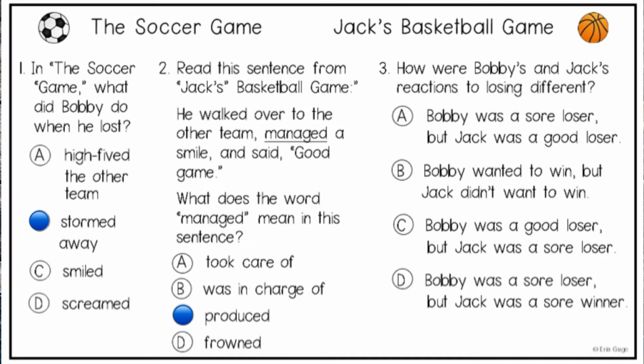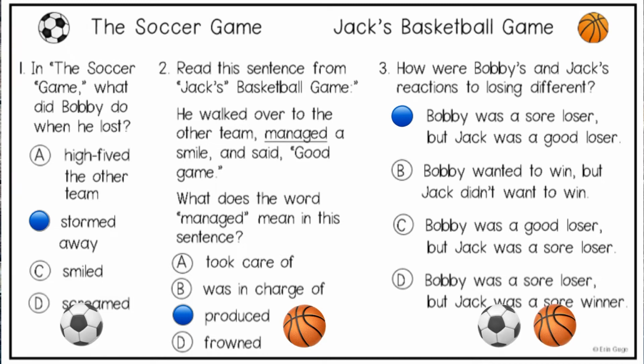And number 3. How were Bobby's and Jack's reactions to losing different? A. Bobby was a sore loser, but Jack was a good loser. B. Bobby wanted to win, but Jack didn't want to win. C. Bobby was a good loser, but Jack was a sore loser. Or D. Bobby was a sore loser, but Jack was a sore winner. Which is correct? Letter A. Bobby was a sore loser. He got mad when he lost, but Jack was a good loser, meaning he had a good attitude even though he lost. And notice how that first question was just about the first story, the second question was just about the second story, and the third question contrasted both stories.